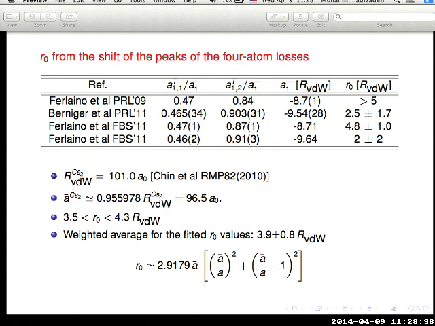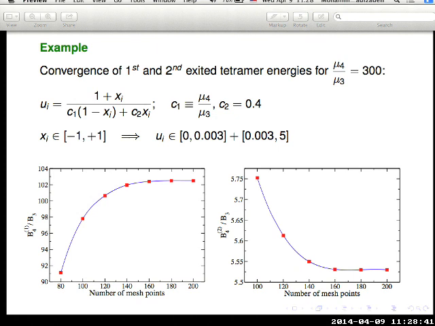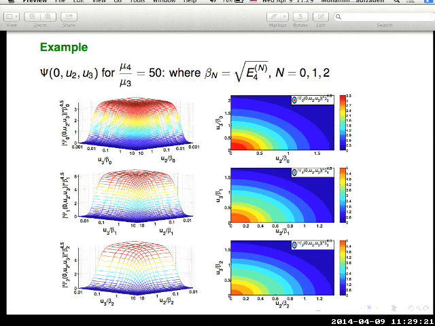I also need to talk shortly about the mapping that we have for this calculation, to see how accurate the calculation is and how stable the results are. So this is just a sample calculation. This is the convergence of the first excited tetramer binding energy as a function of the number of mesh points, and the second excited. But the point is that here we are using a hyperbolic mapping. By using a linear mapping, we cannot see these states because we have a very small cutoff close to 0, which we can see probably in the next slide.